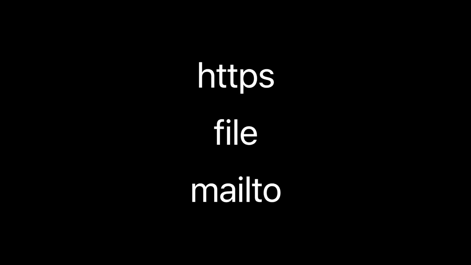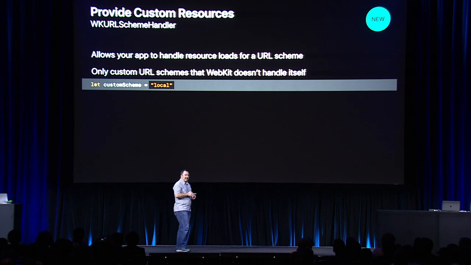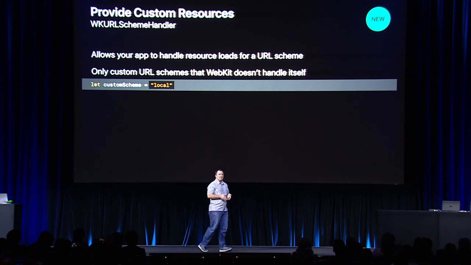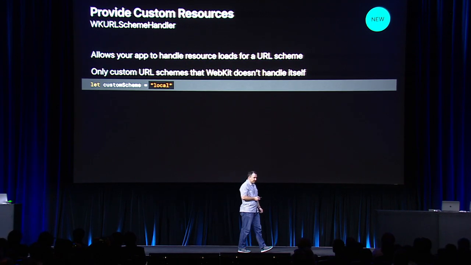Now, just so we're all on the same page, what is a URL scheme? These are examples of some URLs we've probably seen, and these are the schemes. Everything that comes before the first colon. So referencing custom URL schemes that WebKit doesn't already handle itself, you can register a scheme handler to handle resource loads to any resource that has a URL matching that scheme.